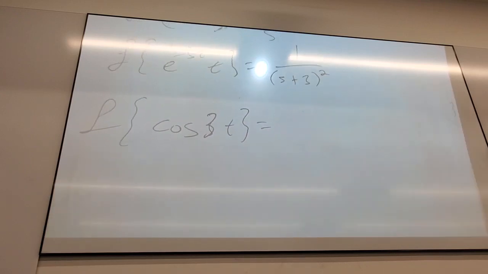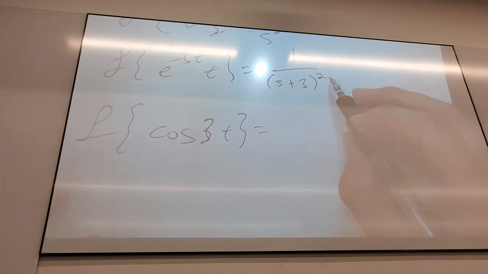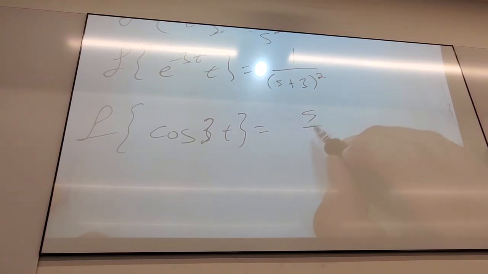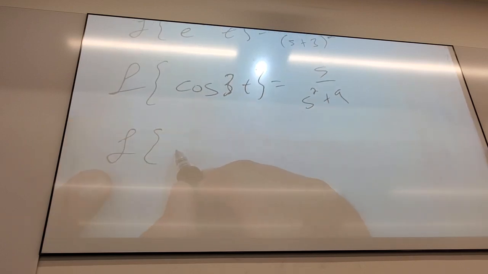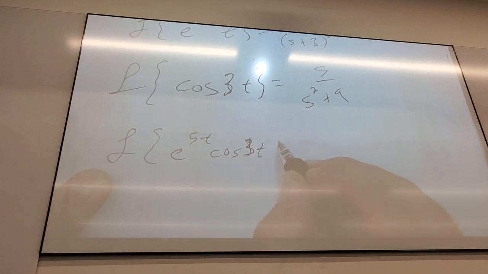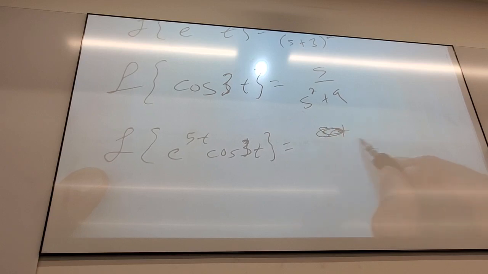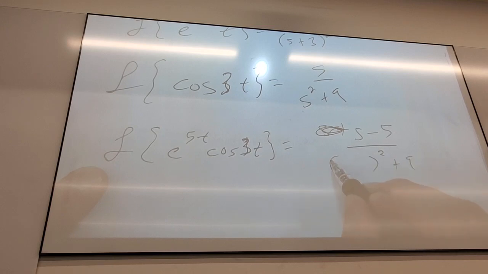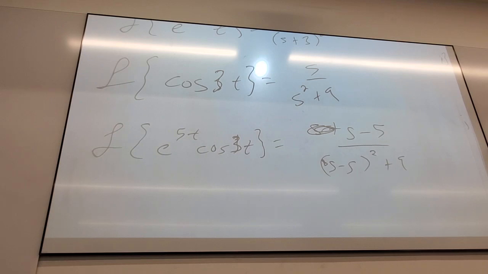The way I remember that, and again, you don't have to memorize these, is cosine's the one that's got s on the top. Because sine starts with s, it doesn't have an s on the top. So it'd be s over s squared plus 9. Yeah, so what's the Laplace transform of e to the 5t cosine 3t? Jeff, don't look at the monitor. Oh, sorry. s minus 5 over s minus 5 squared plus 9. Yeah, so you're just translating the s by 5 to the right.